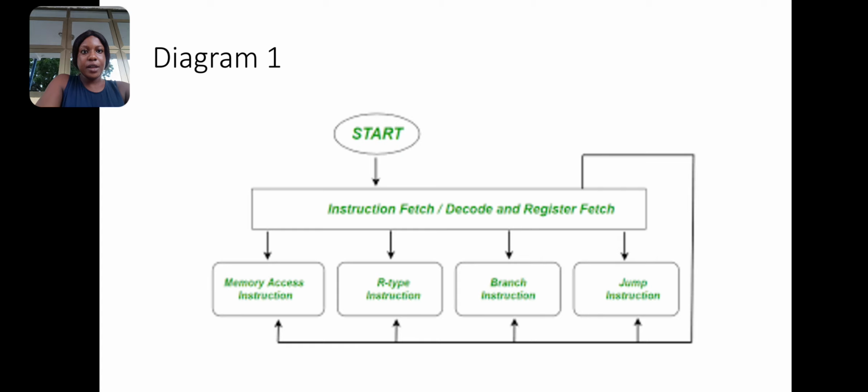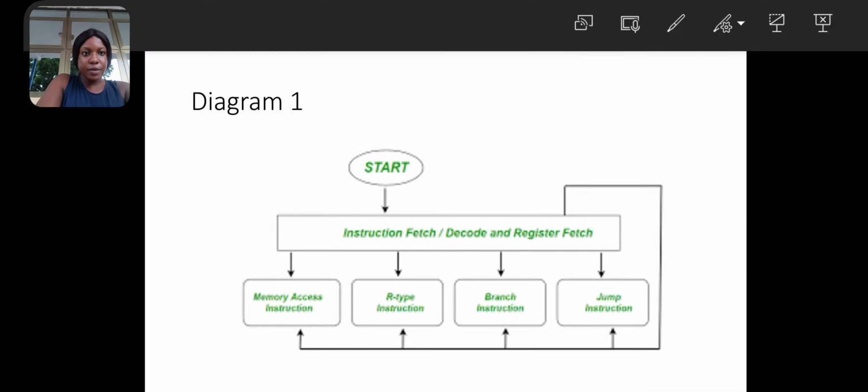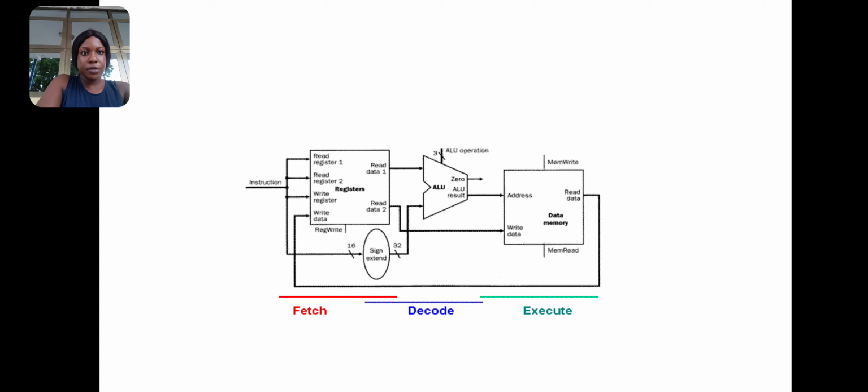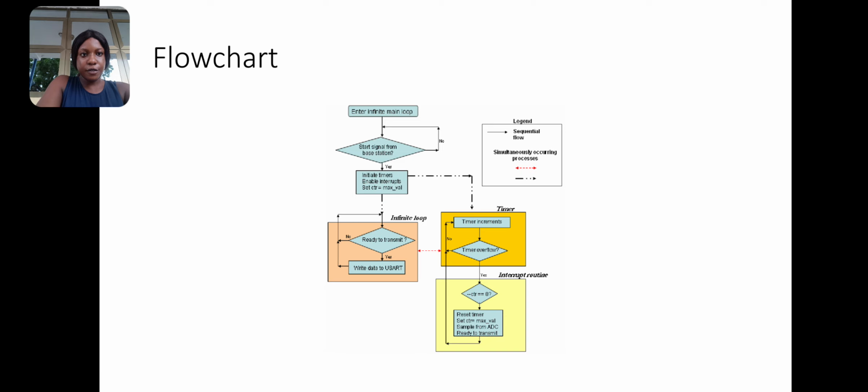Then the instruction fetch, the decode, the register fetch. And we have the memory access instructions. Yes, the branch instruction, the jump instruction, the R-type instruction. This is another diagram to demonstrate the fetch, the decode, and the execute. And the flowchart diagram too is here.